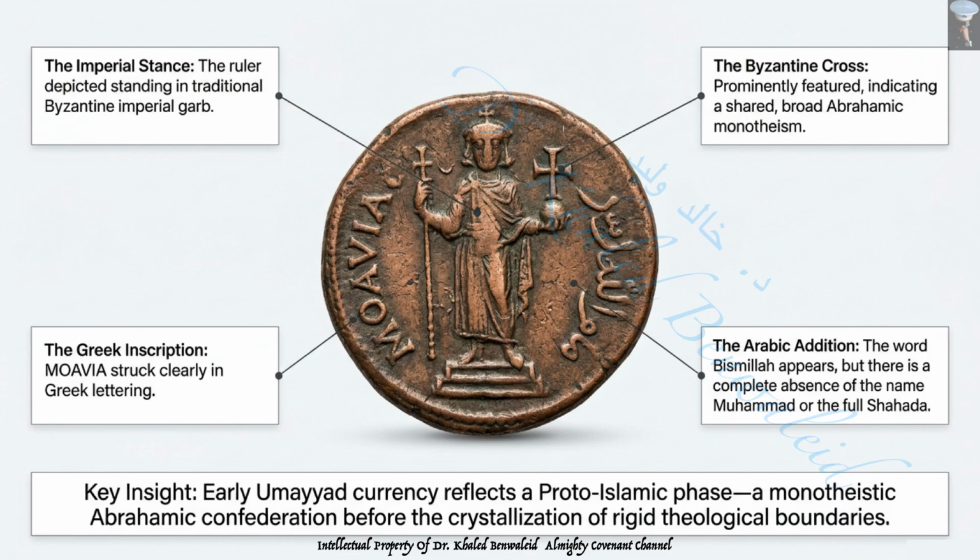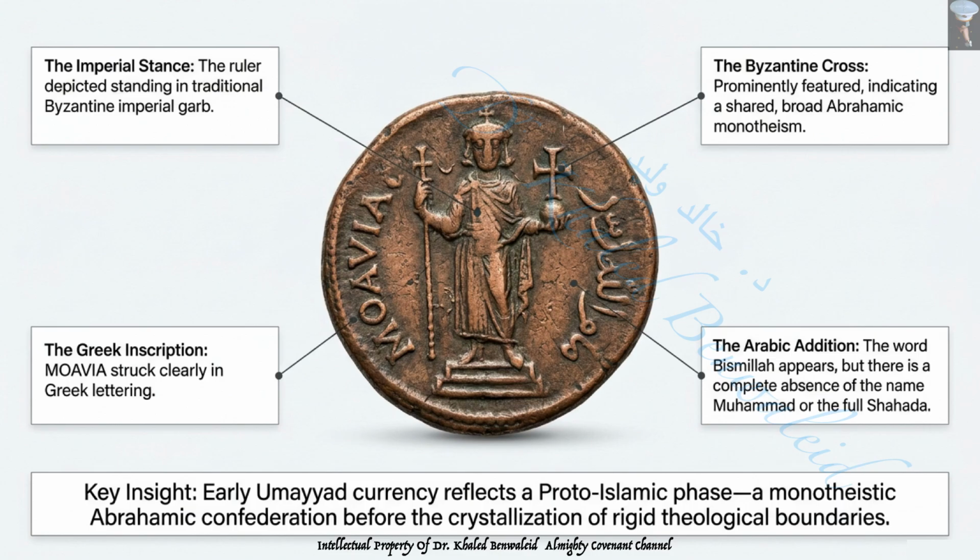Now, the coins do feature an Arabic element. They have the phrase Bismillah, meaning in the name of God. However, what is glaringly absent from this early currency is any mention of the phrase Muhammad is the messenger of God, or the full Islamic declaration of faith, the Shahada.